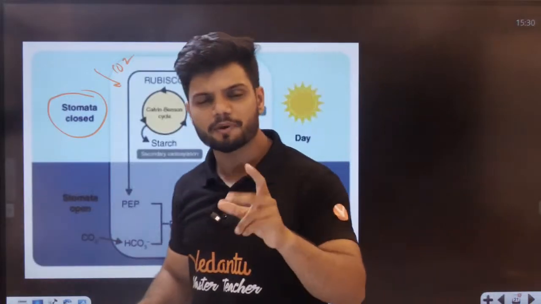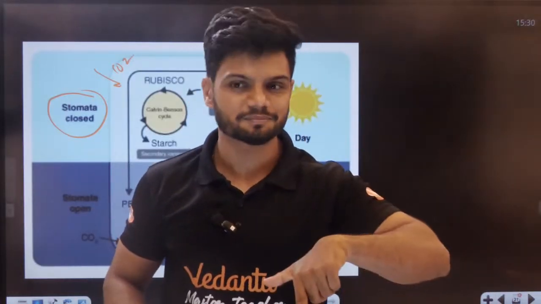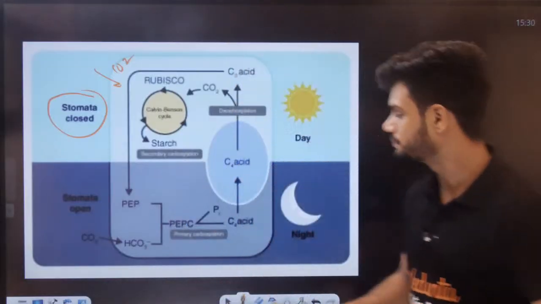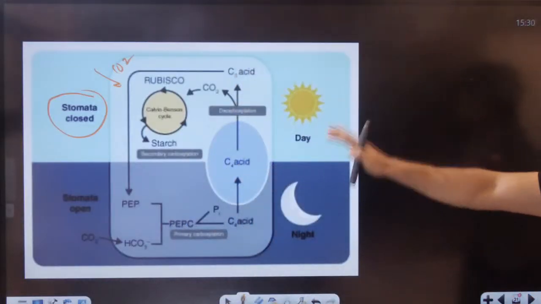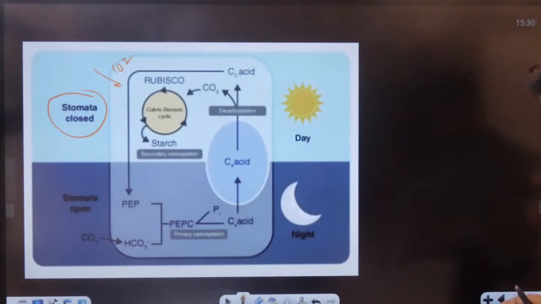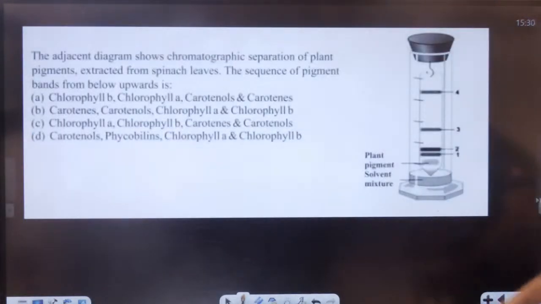The CAM pathway is very special because it happens in day and night. No other pathway happens this way. Okay, and it is very restricted to succulent plants or desert plants. Okay, next question on the board.